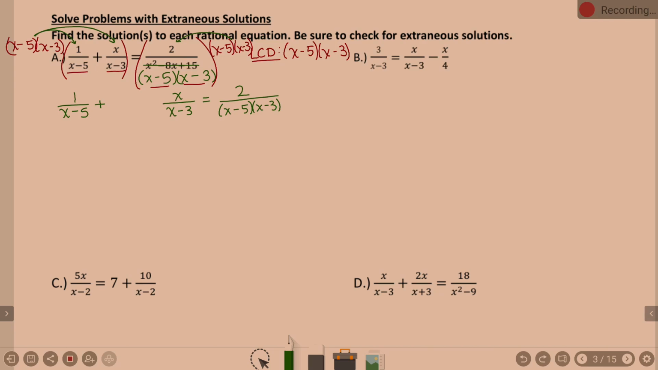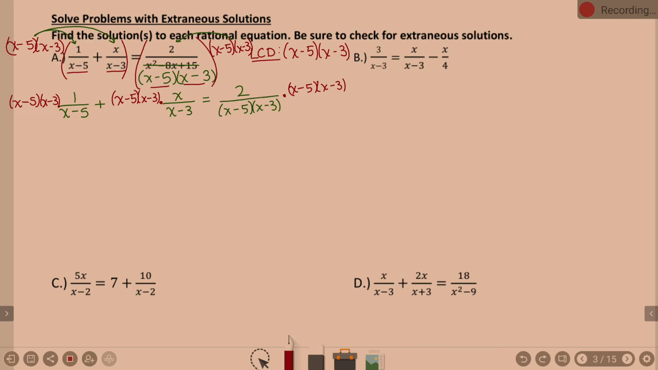But then I have room to write, what am I multiplying by? So what am I multiplying each of these pieces by? I'm multiplying each of these pieces by x minus 5, x minus 3. So 1 over x minus 5 gets multiplied. Then I'm multiplying the next one. X over x minus 3 gets multiplied by x minus 5, x minus 3. And on the right side, the 2 over x minus 5, x minus 3 gets multiplied by x minus 5, x minus 3. I'm doing this for the visual.